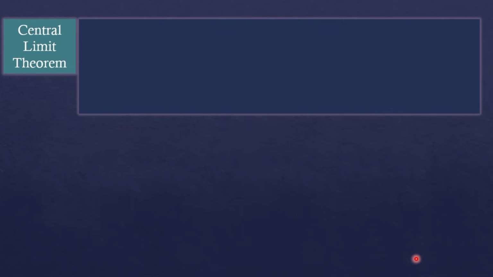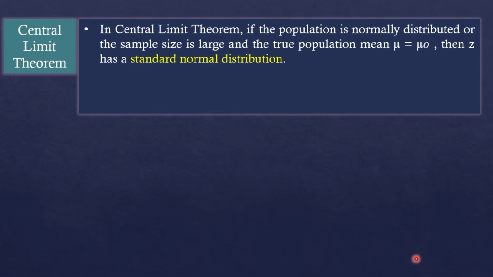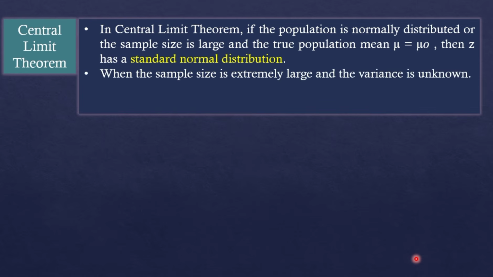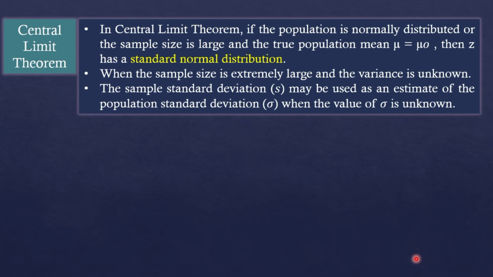Next is, meron tayong central limit theorem. So, in central limit theorem, if the population is normally distributed, or the sample size is large and the true population mean, so then your normal distribution yung gagamitin natin, no? Has a standard normal distribution. When the sample size is extremely large and the variance is unknown, so using the central limit theorem, ang gagamitin pa rin natin is standard normal distribution.